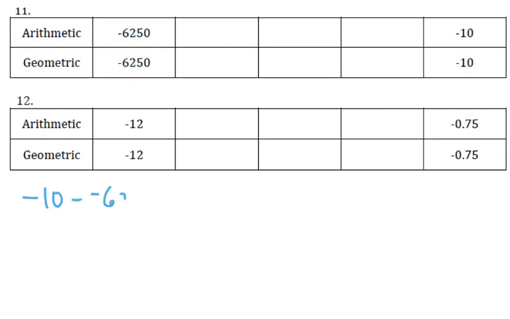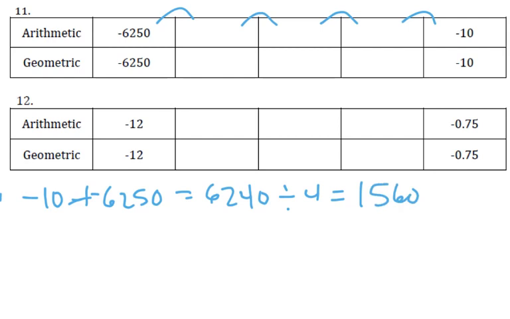So negative 10 minus negative 6,250 gives us, remember that's like plus, so it ends up being positive 6,240. 1, 2, 3, 4, so divide that by 4. We are adding by 1,560. So negative 6,250 plus 1,560. So negative 4690.